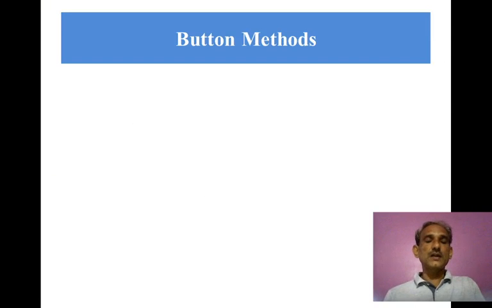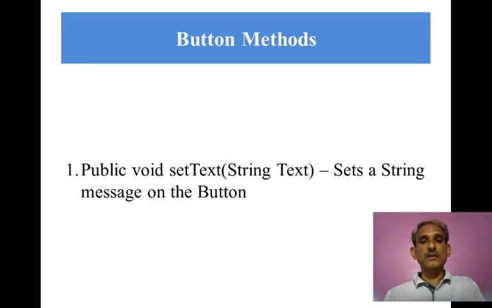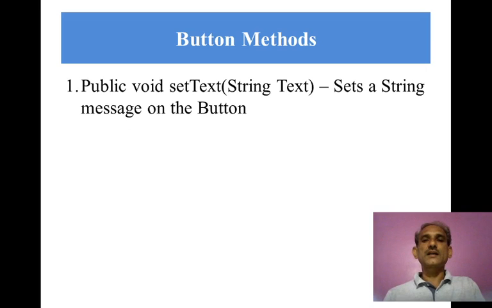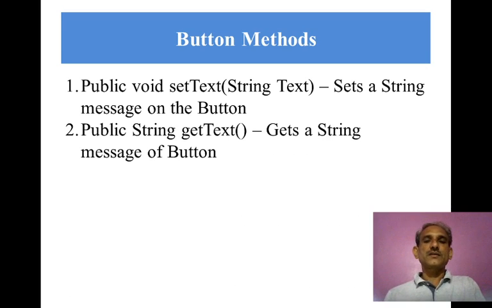The Button has the following methods: public void setText(String text). If you create a button using the first constructor, without a label, then you can add the label later after creation by using this method, setText(text). It can set the name of the button. Second, getText. If you want to obtain the name of the button, you can use this method. Its return type is String. It returns the name of the button.